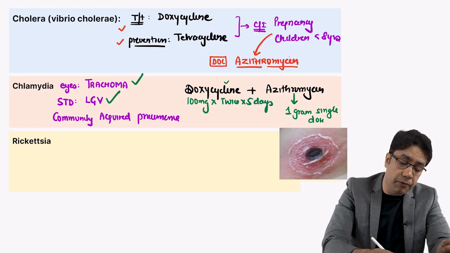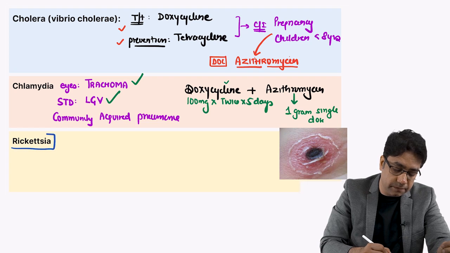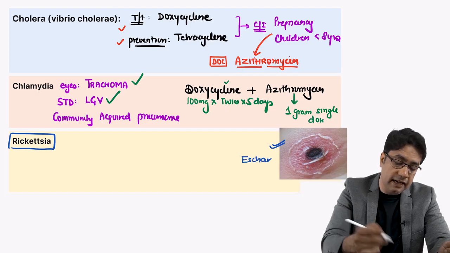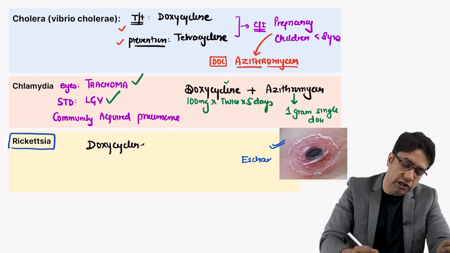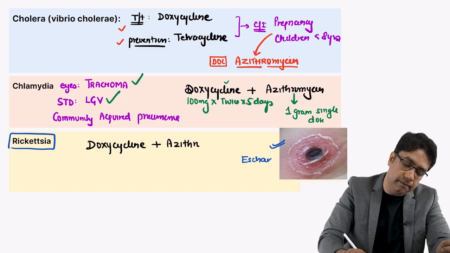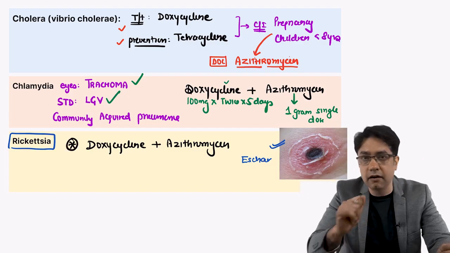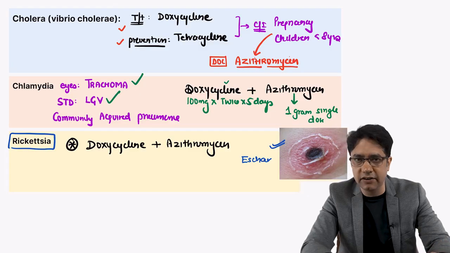Now, very important infection, that is rickettsial infection. And you know, in rickettsia, certain species can lead to eschar formation. Again, what is the treatment? The same treatment as chlamydia, give a combination of doxycycline with azithromycin. Their combination is better than a single drug alone. So this is the very important treatment for rickettsial infection.